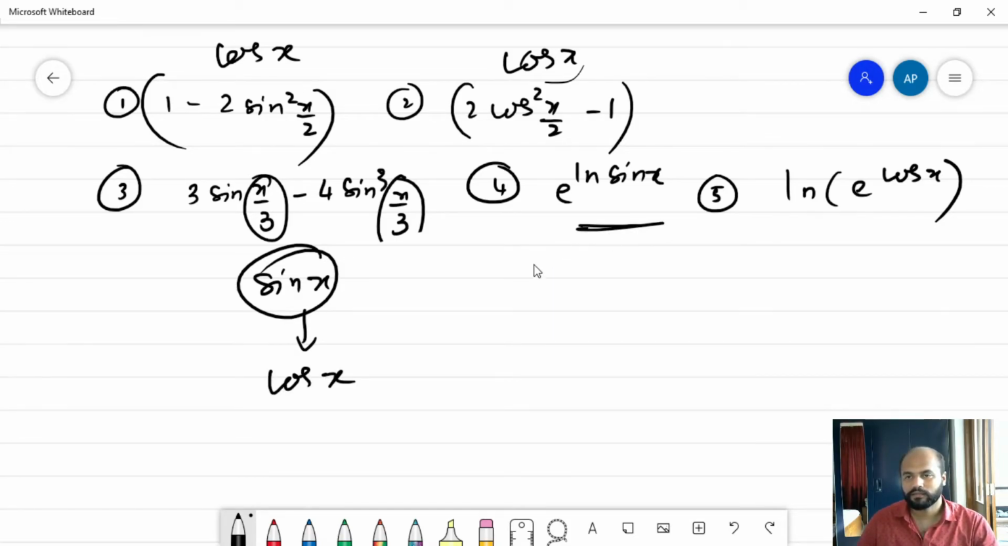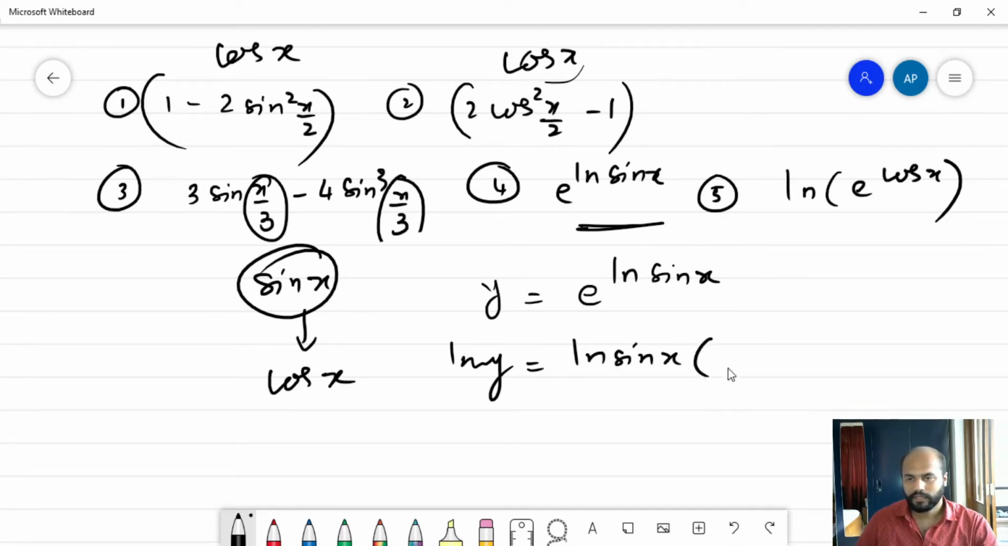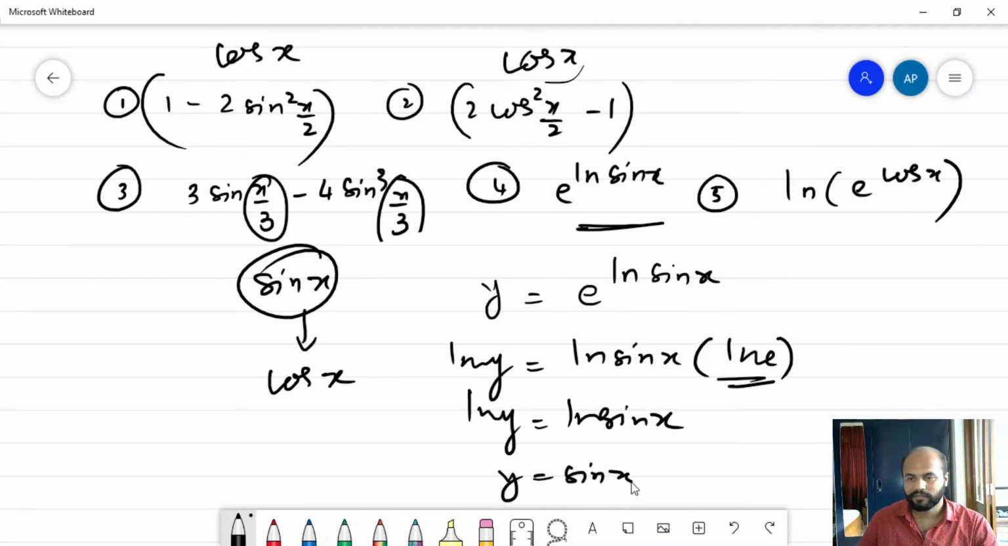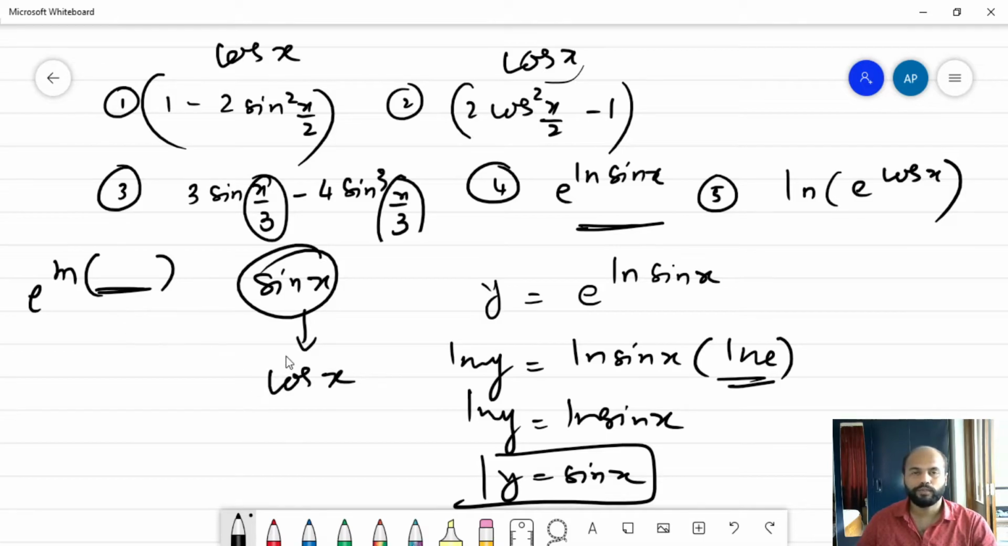Let's come to this part. e raised to ln of something. Now, let's say y is e raised to ln of sin x. Take log on both the sides. What we get is ln y equals ln sin x times ln e, which means that ln e is 1 and ln y is equal to ln of sin x, which means that y is equal to sin x. So it means that e raised to ln of any quantity, obviously, is going to be that quantity itself. So y is equal to sin x is what we understand from this.